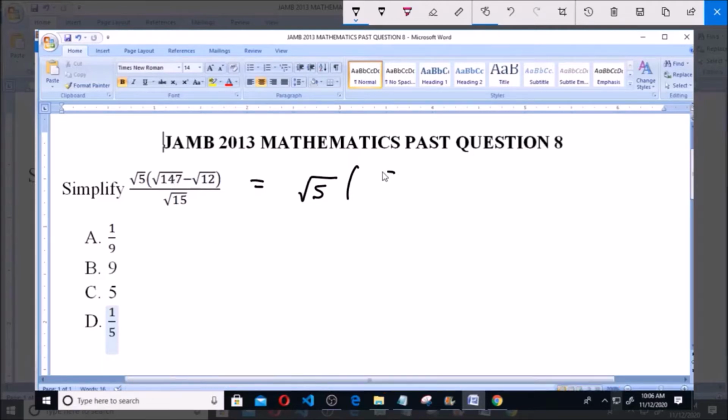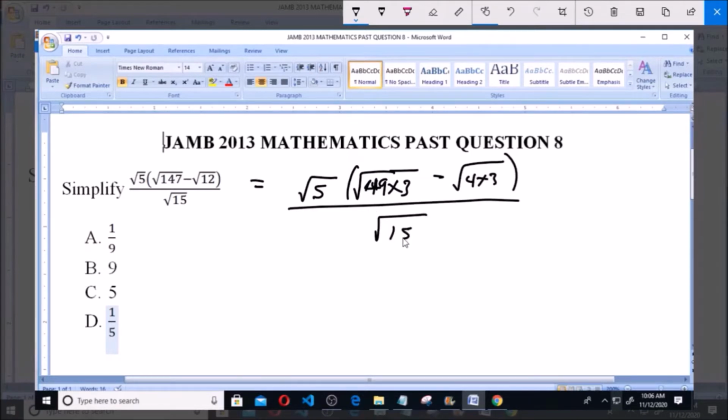So we can see 147 is now 49 multiplied by 3, root of 49 multiplied by 3, then minus 12, which will be root of 4 multiplied by 3, because 4 also is a perfect square, all over root 15.